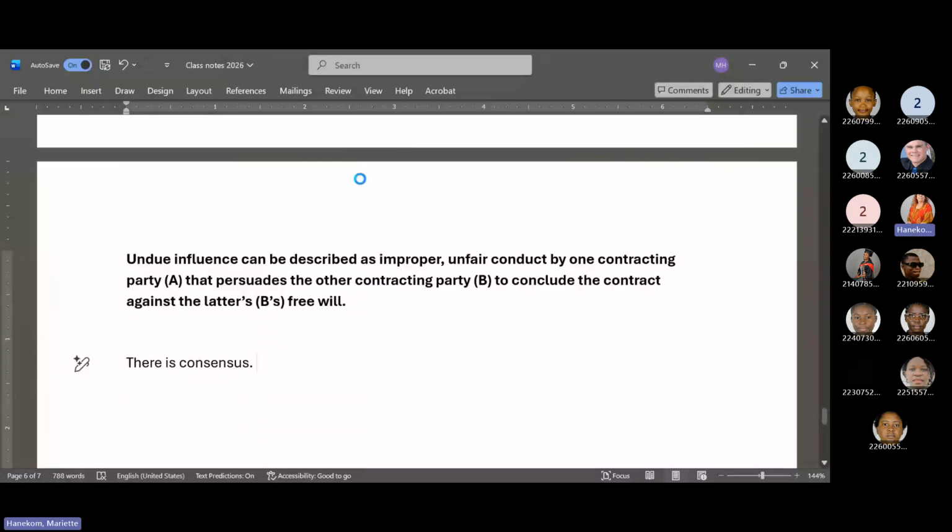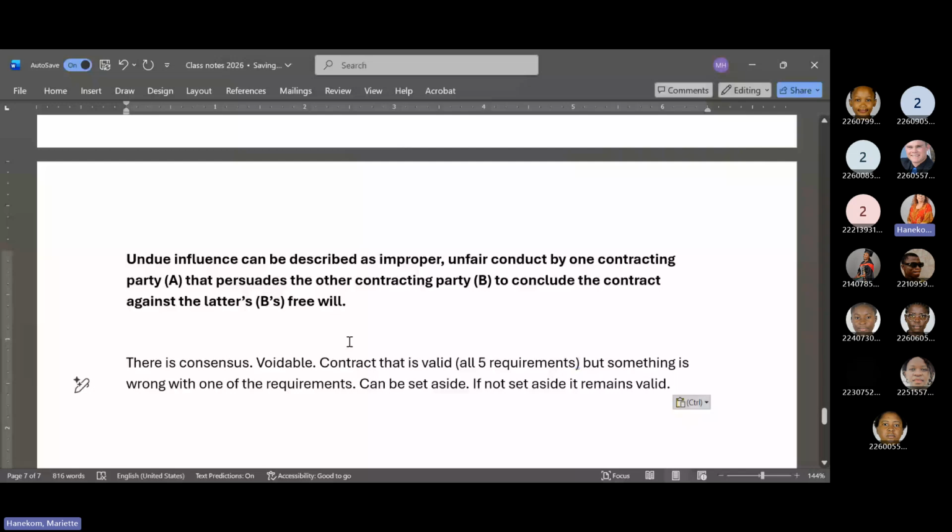There is consensus. But because it was obtained due to duress, due to this threat, there is something wrong with the consensus. The contract is voidable. So it's valid, it remains valid. Something is wrong, it can be set aside, but it remains valid, and the injured party will have a claim for damages.